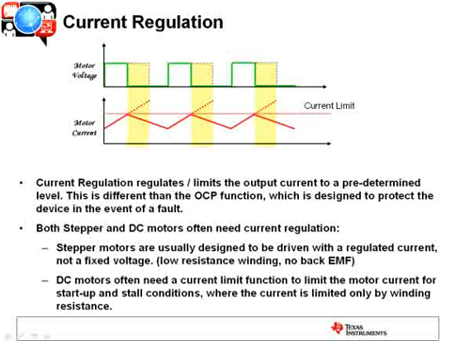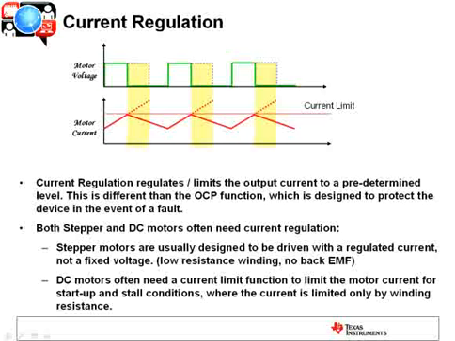Okay, current regulation. So current regulation basically sets a limit for the maximum current that the motor driver is going to output. You can program that in a number of ways. And the way it limits that current is it starts to limit the duty cycle of the PWM, of the switching frequency. So as it limits the duty cycle, that duty cycle is directly proportional to the voltage. It's basically decreasing the voltage.